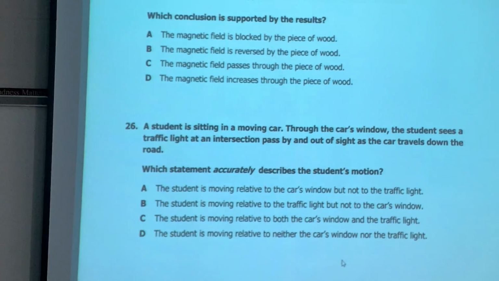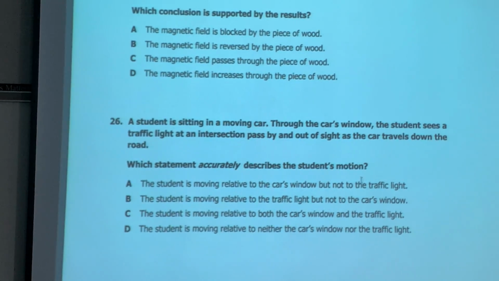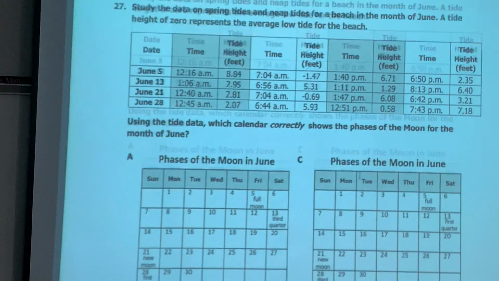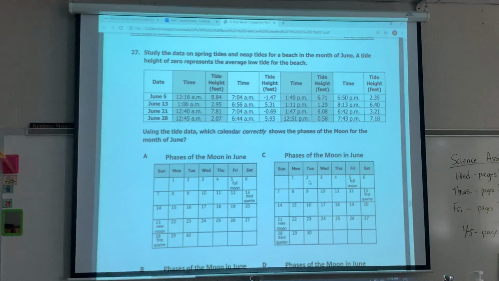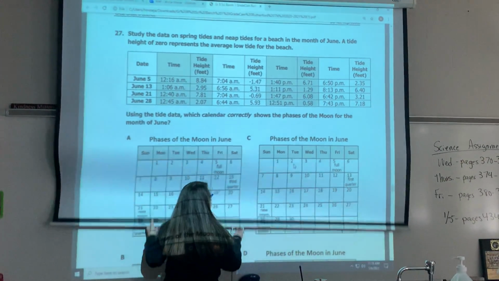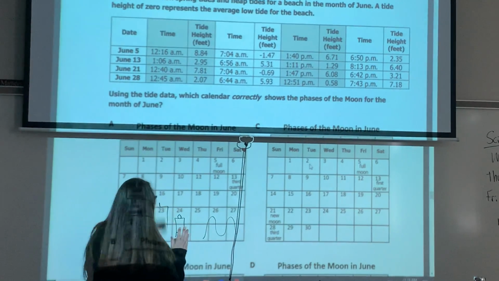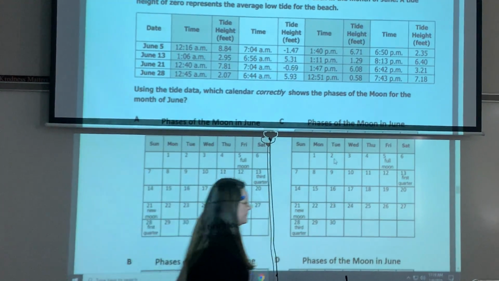Number 27. Now I'm going to have to flip it back and forth, and I'm going to do some explaining with this one, okay? Neap tides and spring tides. This is the way I taught my kids in class for a review.